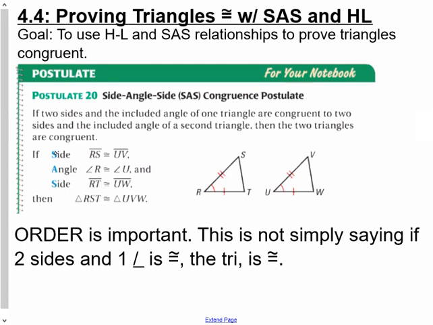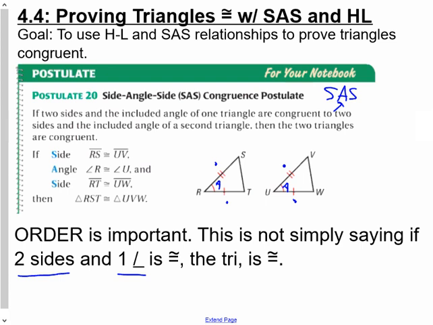Now notice it is SAS, not just two sides and one angle. The angle is sandwiched or included between the two sides. So we have side 1, angle, side 2. Same thing over here, side 1, angle, side 2.